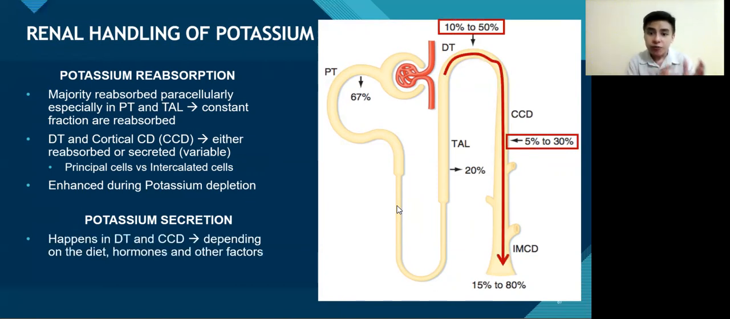Secretion may reach 10 to 50%, 5 to 30%. Overall, there will be an excretion of your potassium of around 15 to 80%, depending on the situation. Situations like diet, hormones like excess aldosterone, or other factors like acidosis and alkalosis, those things that we discussed in plasma potassium regulation. Overall, the excretion varies, 15 to 80%, depending.